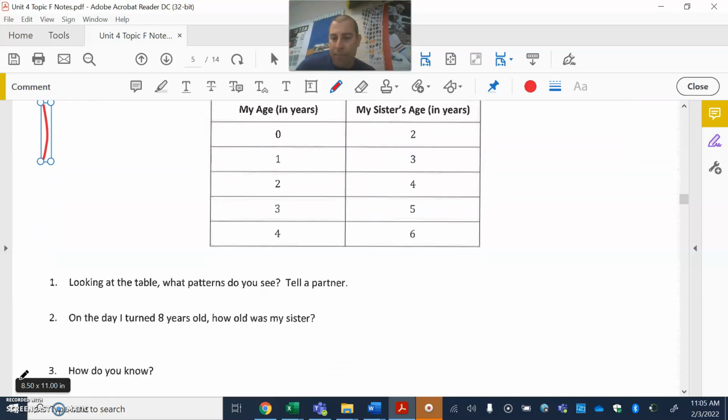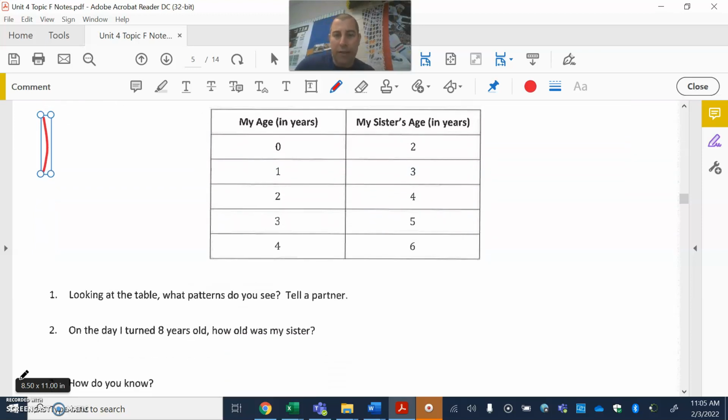And we can see patterns in our tables. Again, we talk about repeat addition. The 1 to the 2, we're adding 1 each time. We're starting with 2, we're adding a 1. So again, patterns in your tables. We're not always going to see it from left to right, but again, that repeat addition we're looking at there.